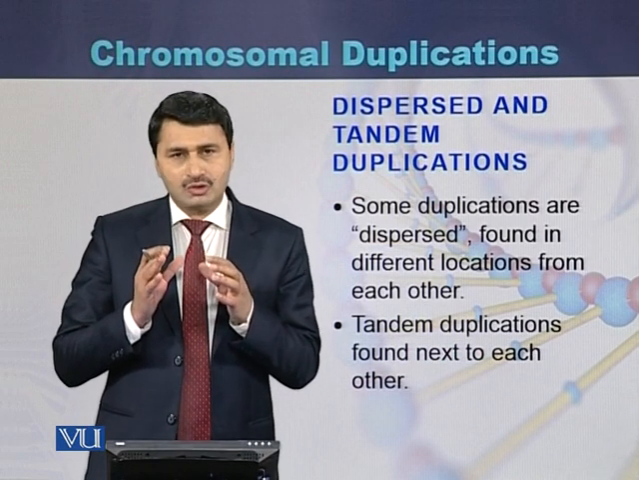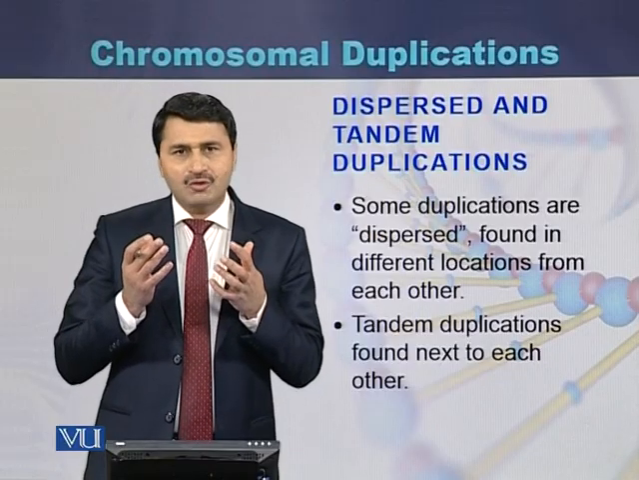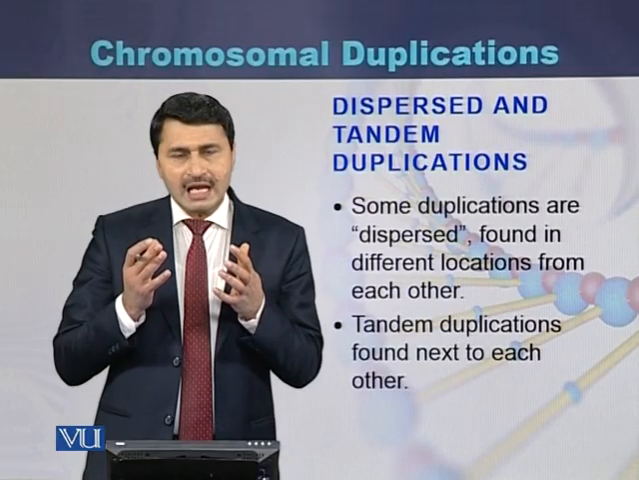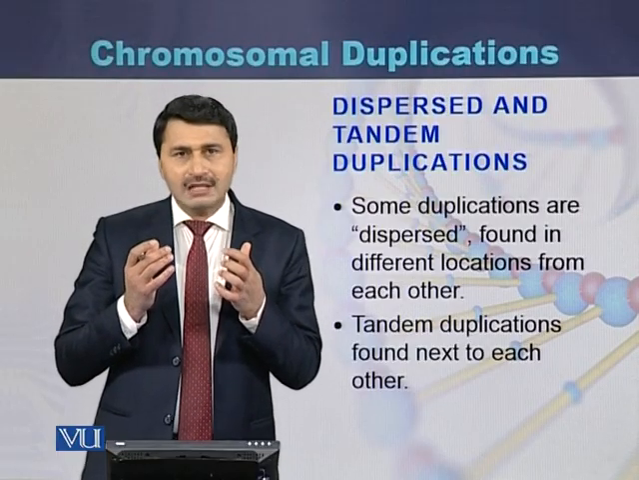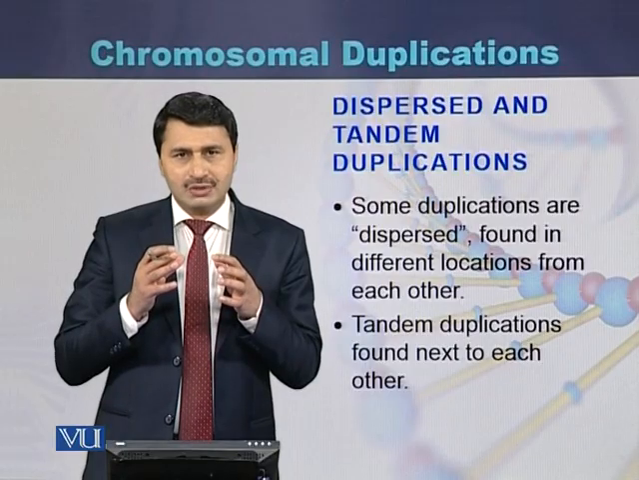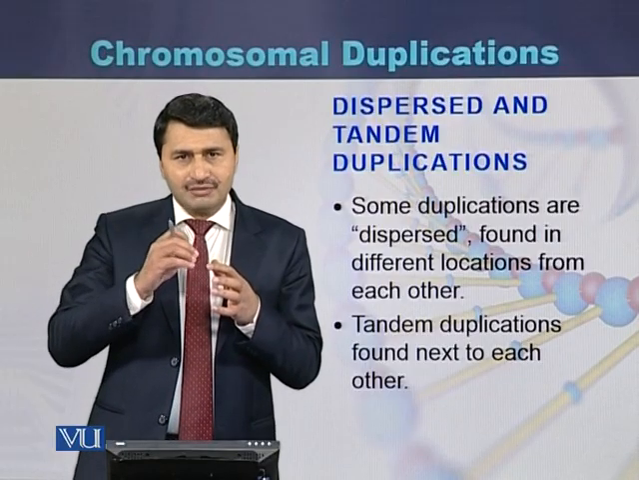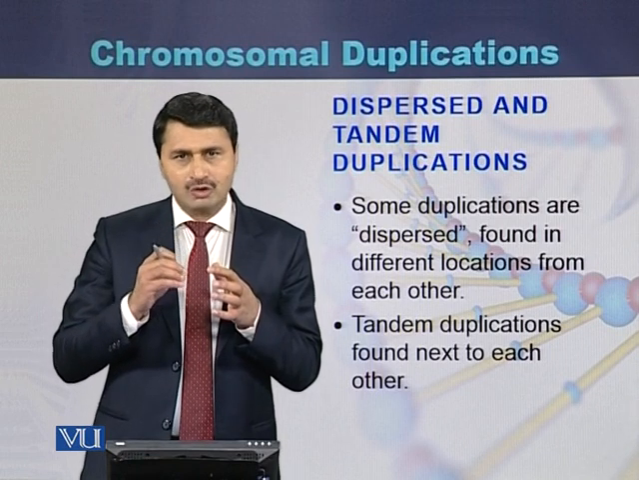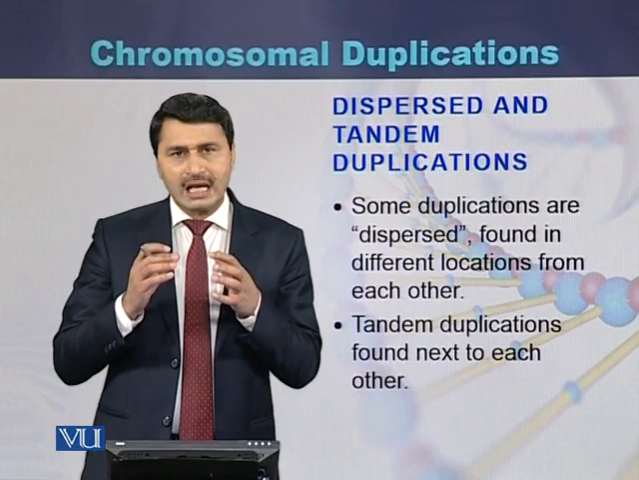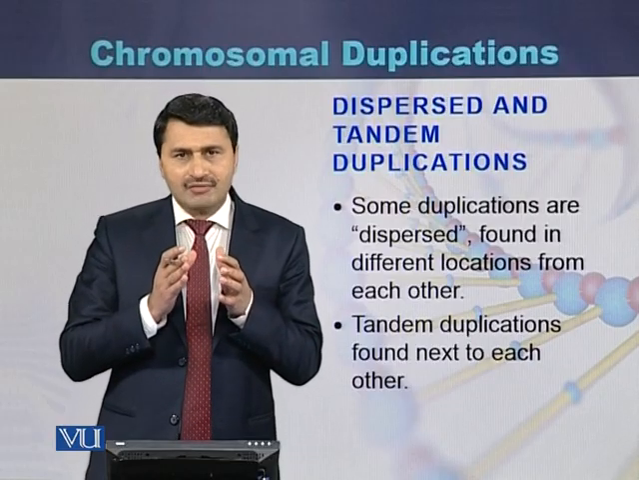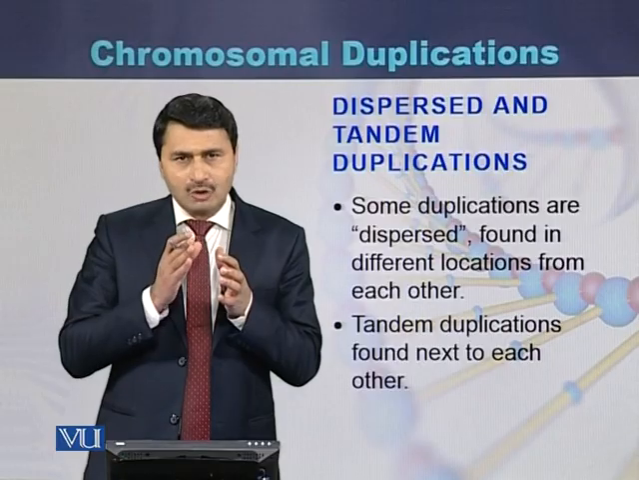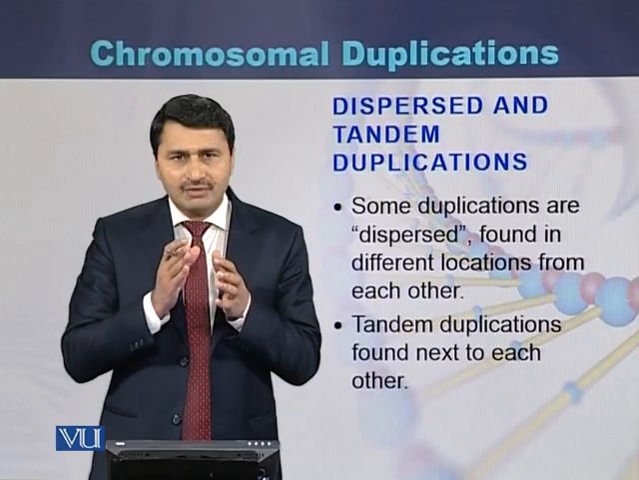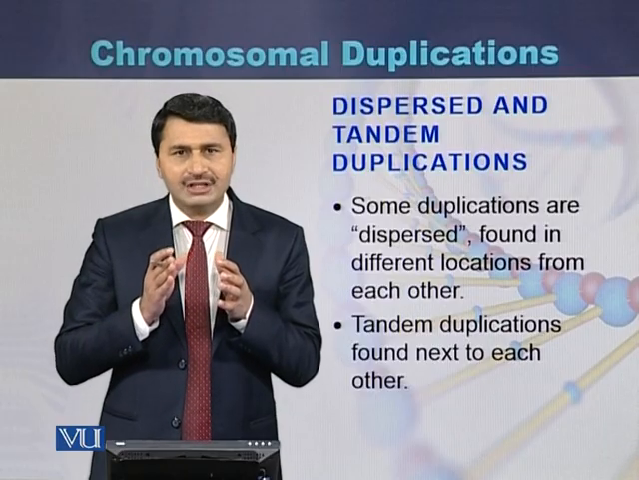Duplications of the chromosomes can be of two types. The first is called dispersed duplications and the second is called tandem duplications. Dispersed duplications can be on different chromosomes or on different locations of a single chromosome, while in tandem duplication, a particular fragment of the chromosome is copied and placed side by side in the form of tandems or in the form of repeats.